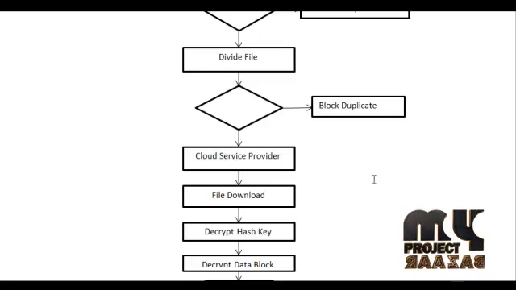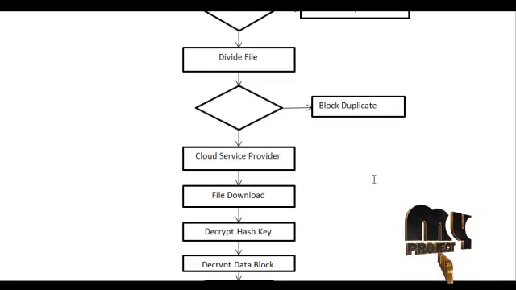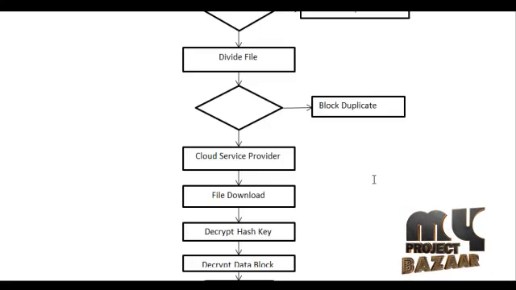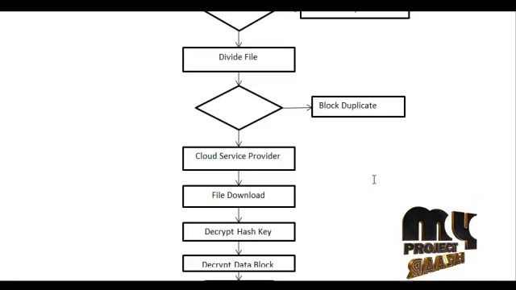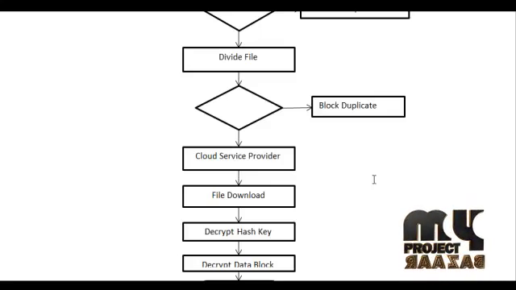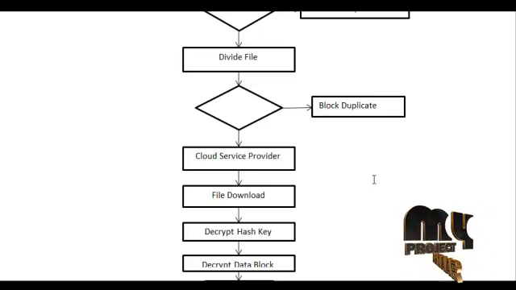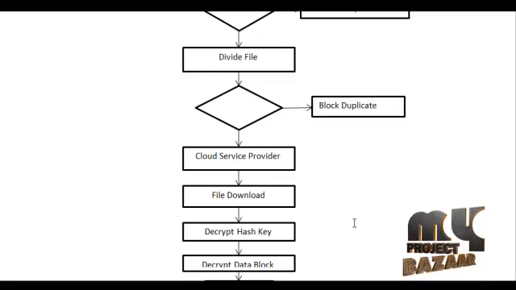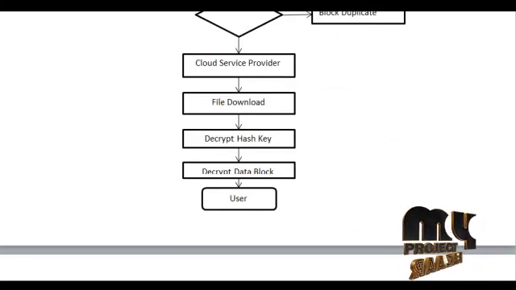The file is requested from the user to the cloud. The file is received by the user. After receiving the file, the user decrypts the hash key, and after decrypting the hash key, the file is decrypted by the user.